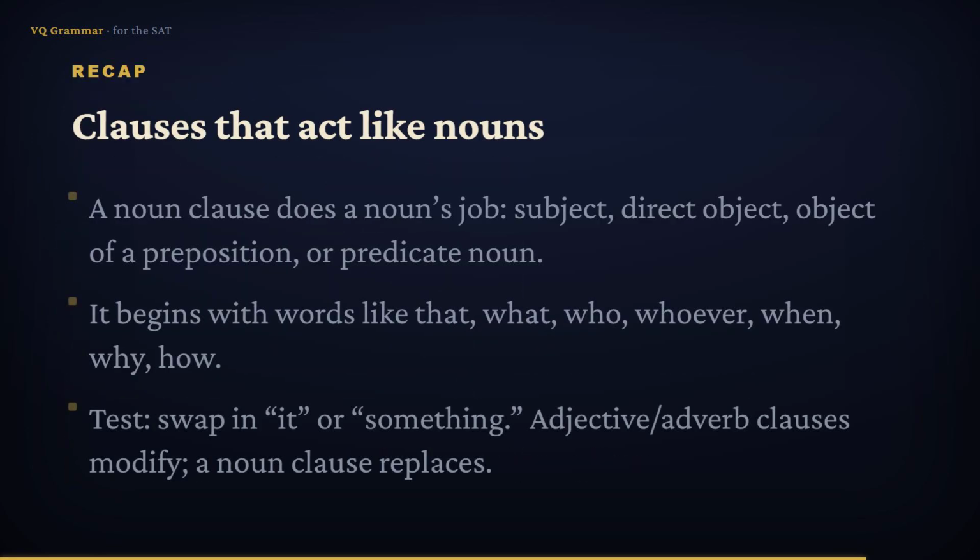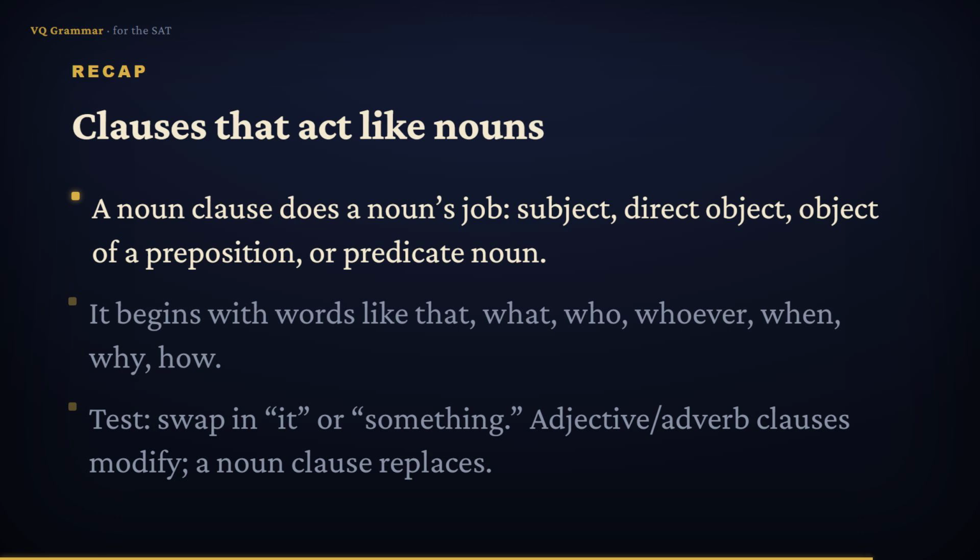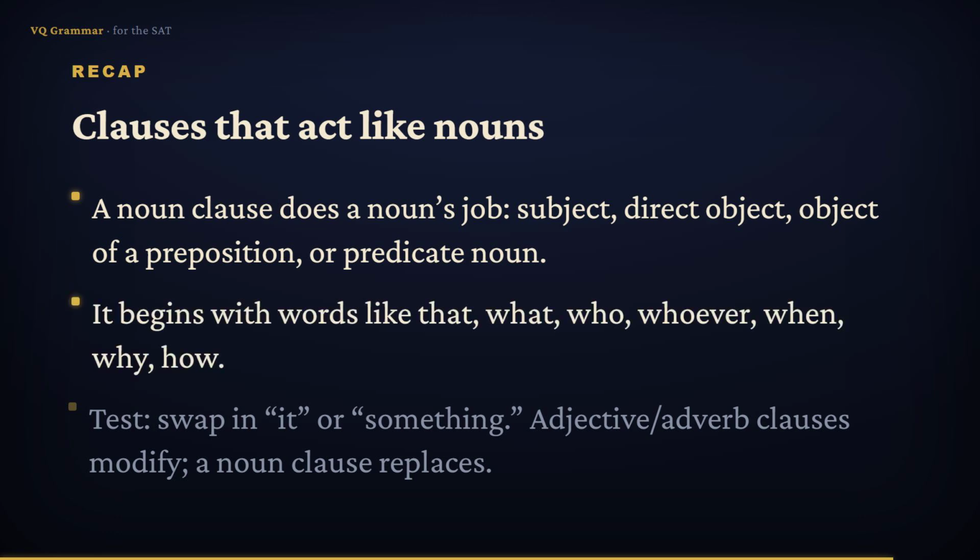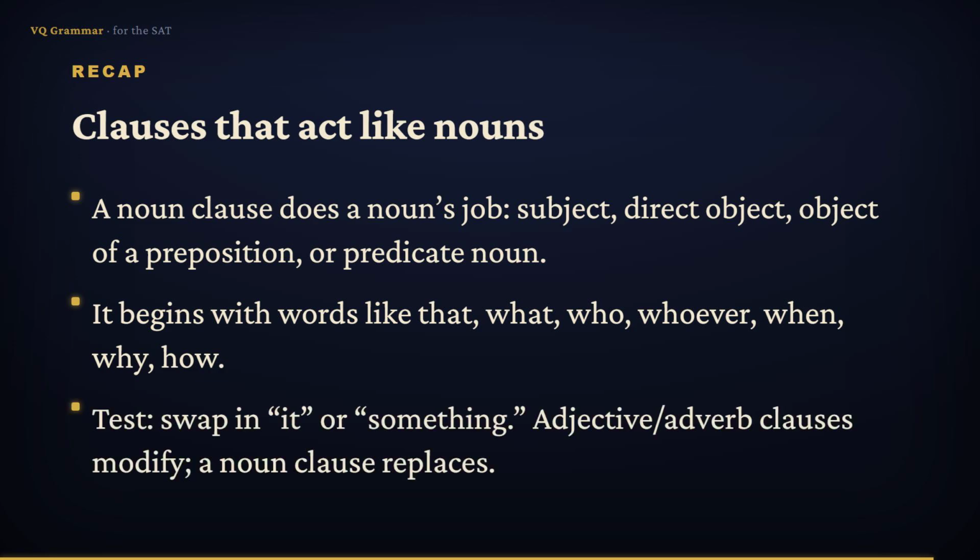Let's bring it together. A noun clause does the job of a noun, serving as a subject, direct object, object of a preposition, or predicate noun. It begins with words like that, what, who, whoever, when, why, and how. Words that also start other clauses, so judge by the job. The quick test: try swapping in it or something. And remember the big picture. Adjective and adverb clauses modify a word, while a noun clause replaces a noun.